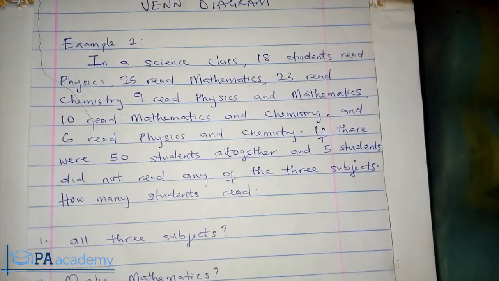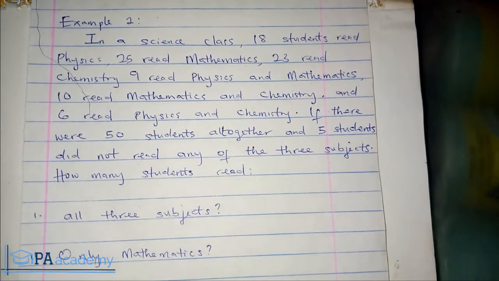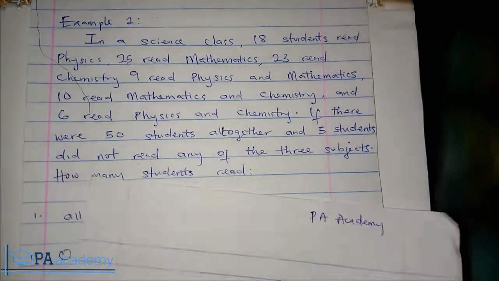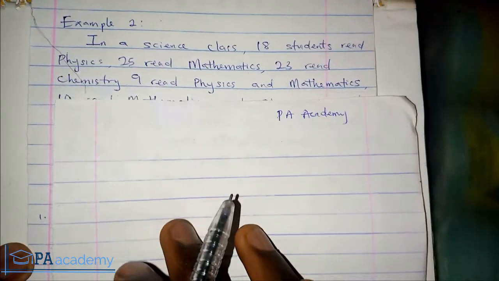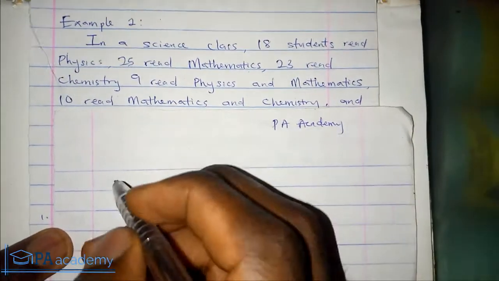So you can see that there are a lot of words in it, like I said earlier. So what we are just going to do right now is pick the important things we need to solve the question, and then we'll be good to go. So the first one said that 18 students read physics. So let's put it.